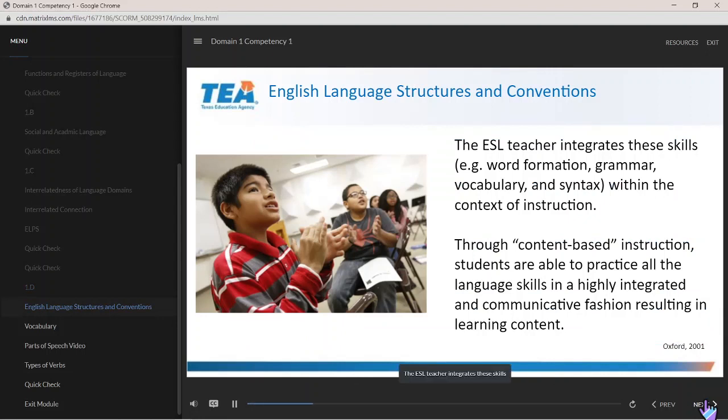The ESL teacher integrates these skills, including word formation, grammar, vocabulary, and syntax, within the text of instruction. Through content-based instruction, students are able to practice all the language skills in a highly integrated and communicative fashion, resulting in learning content.